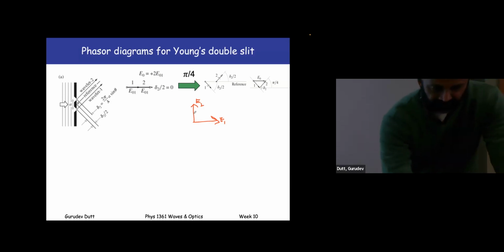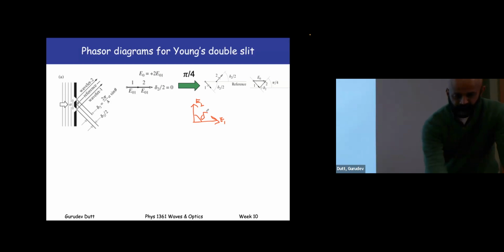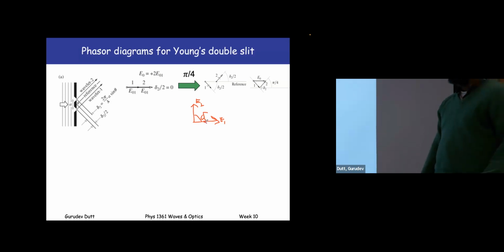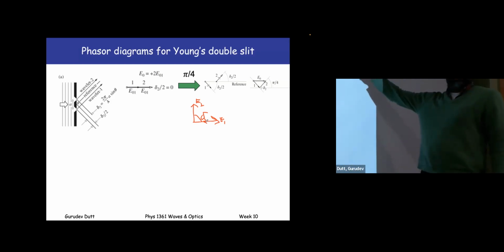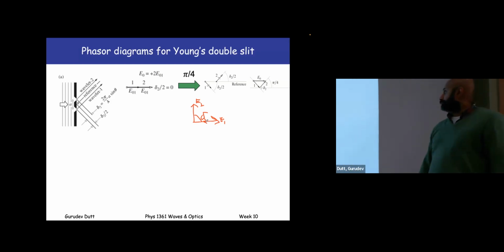That is basically, if I had any arbitrary angle delta, that delta would be over here. So this is delta, the phase difference between the two slits is that angle between E1 and E2. In this case, that phase difference is pi over 2. So the phasor diagram looks like this.